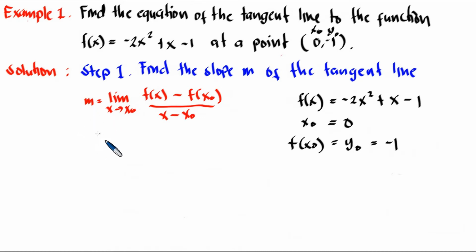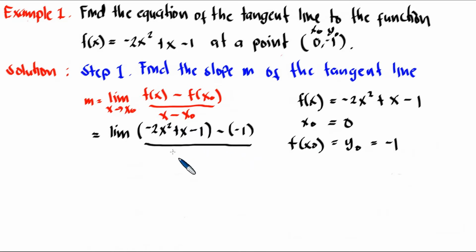And doing that, we get the limit of the given function, f of x, which is equal to negative 2x squared plus x minus 1, then minus the value of f of x sub 0, which is negative 1, all over x minus the value of x sub 0, which is 0, as x approaches 0.